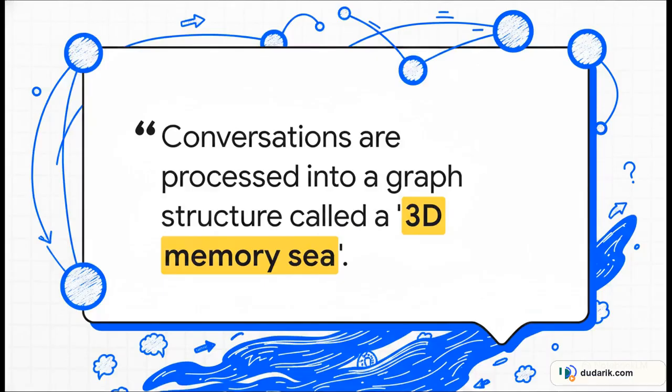And I love this because it just brilliantly illustrates the concept. Instead of just storing a boring old log of text, NagaAgent processes conversations into a graph. The developers call it a 3D memory sea, which is just a fantastic way to visualize it. It means the AI isn't just recalling words you said, it's starting to understand the relationships between people and places and ideas, creating this much richer context for every new interaction.